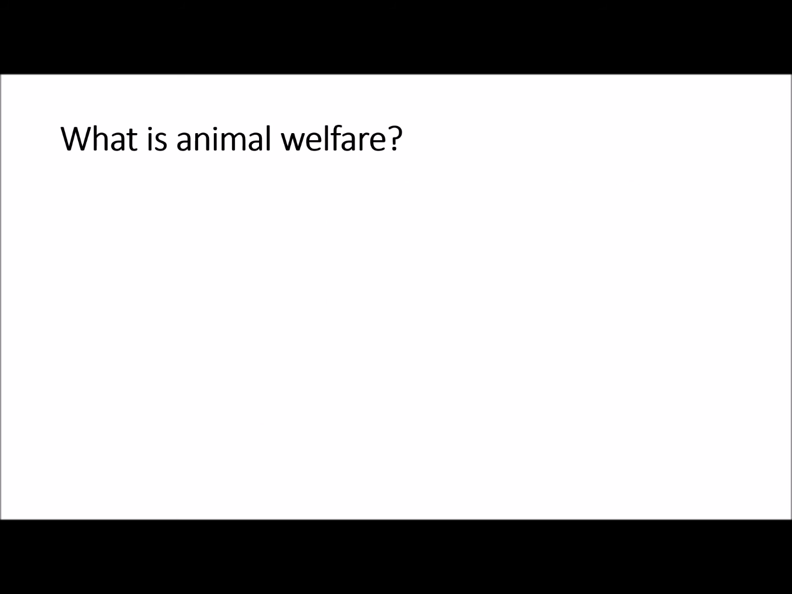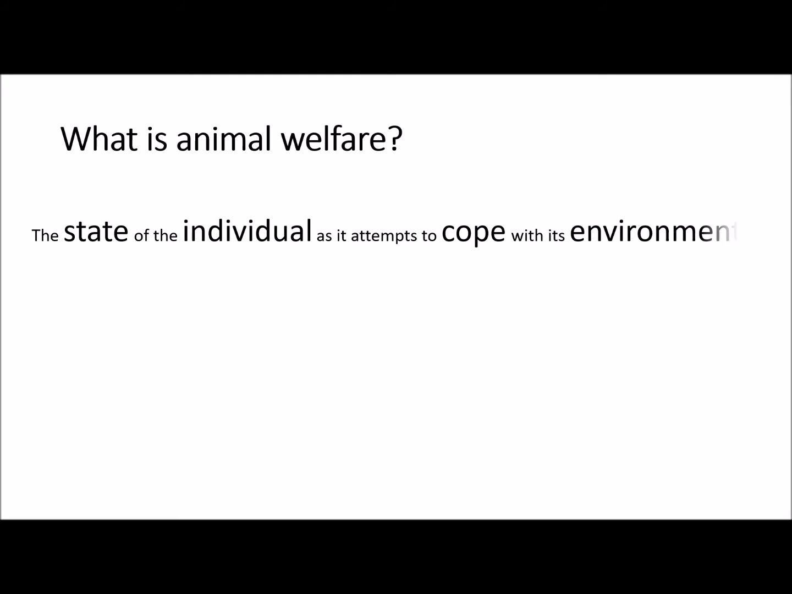Finally, let's bring all of that together to think about what animal welfare is and how it links to animal behaviour. The best definition of animal welfare comes from Donald Broom: the state of the individual as it attempts to cope with its environment. State being the state that the individual is in, behavioural or physiological. Coping, which are the signs that we can see, the stimulus that we talked about earlier, and the environment, which are the prevailing conditions the animal is currently within.